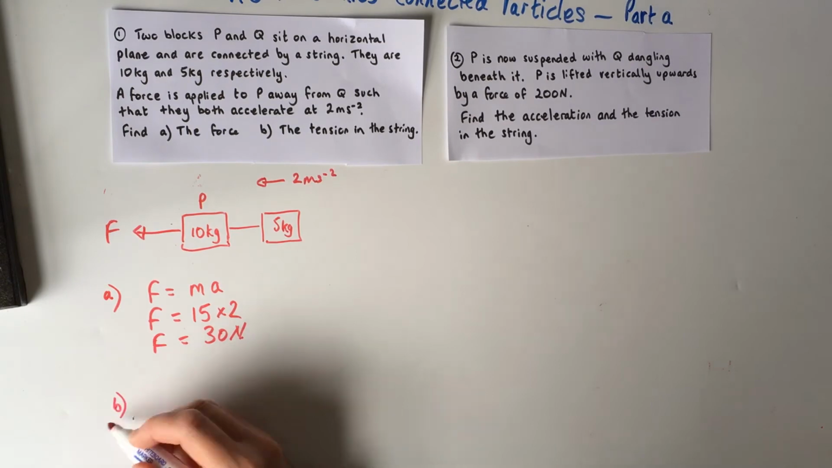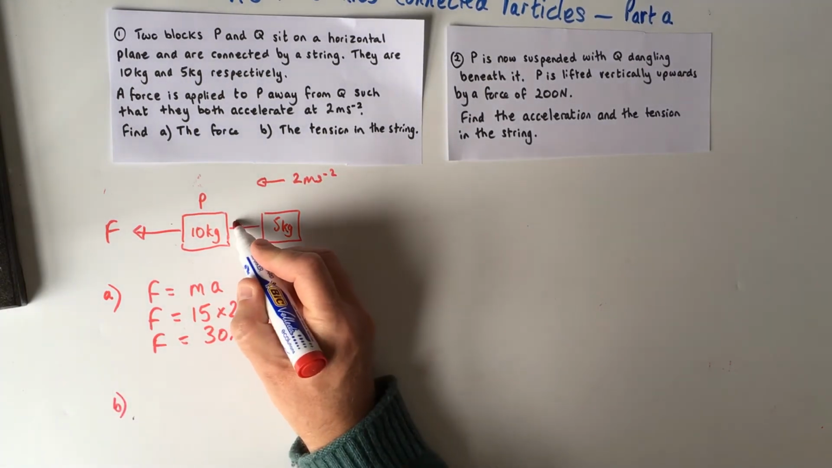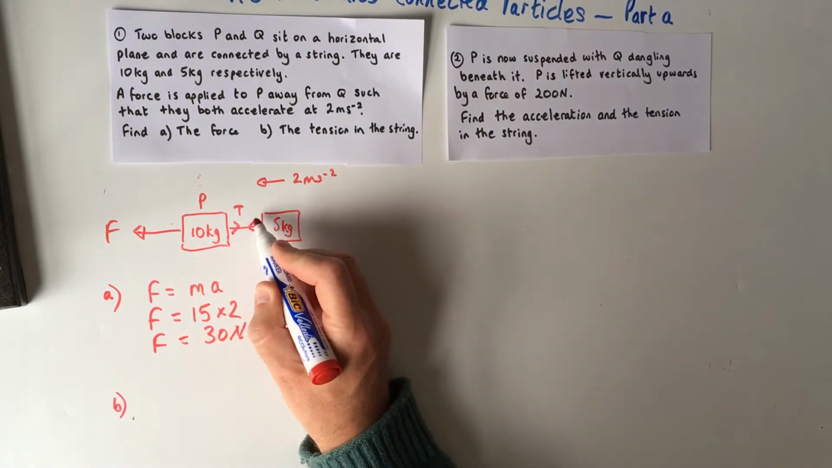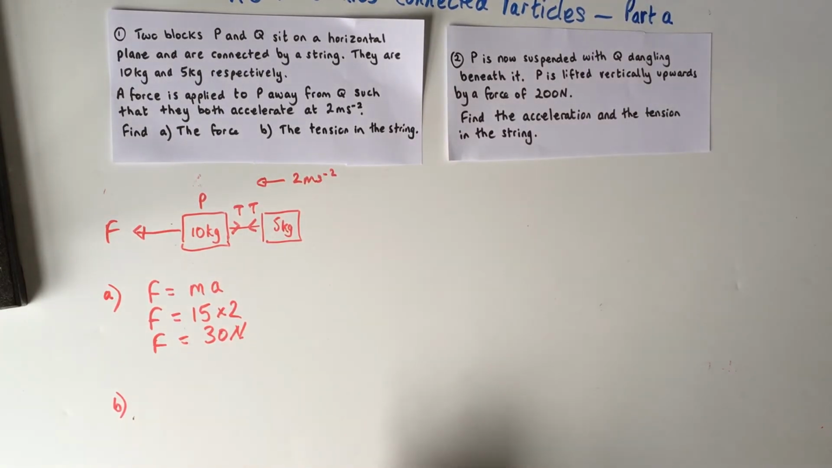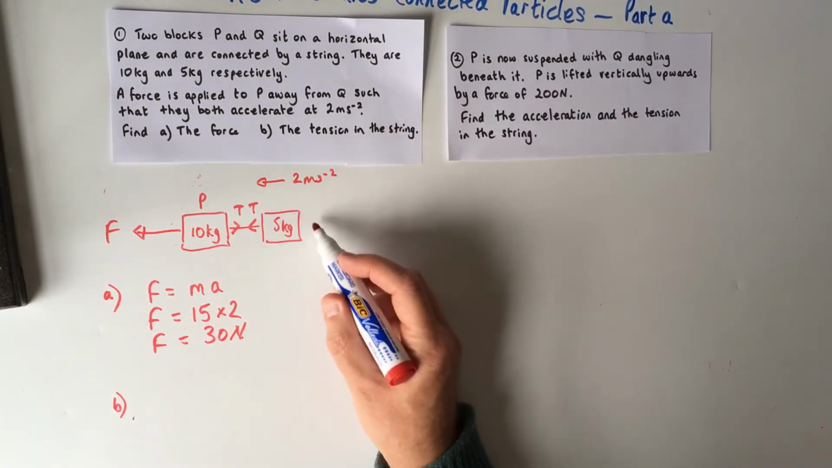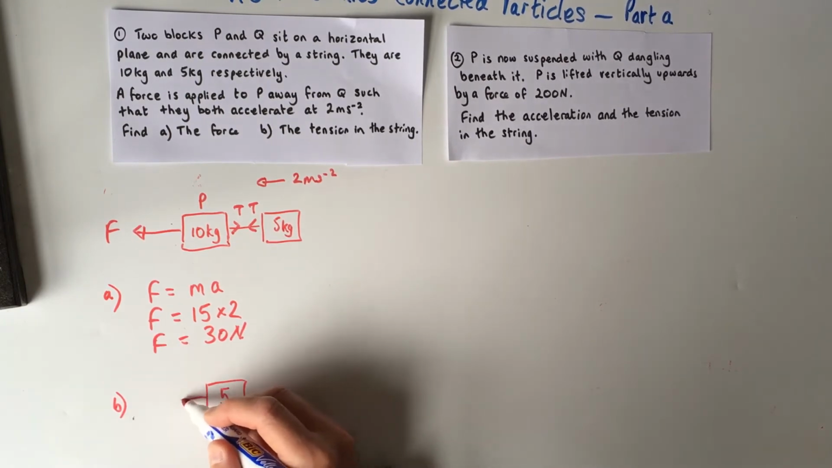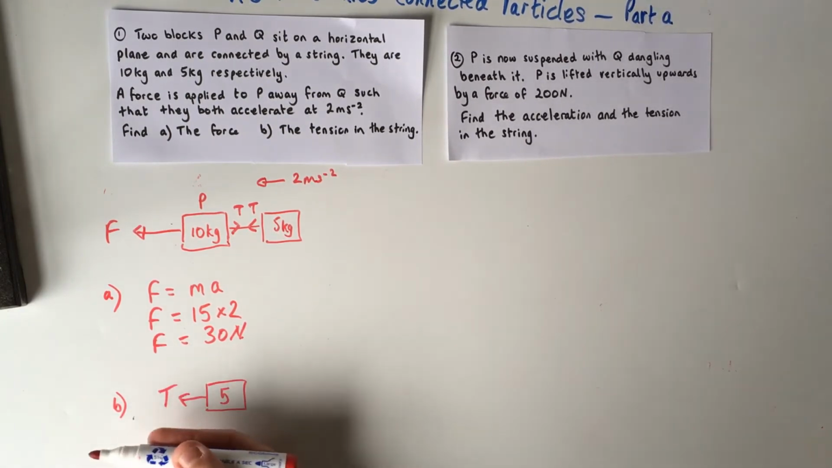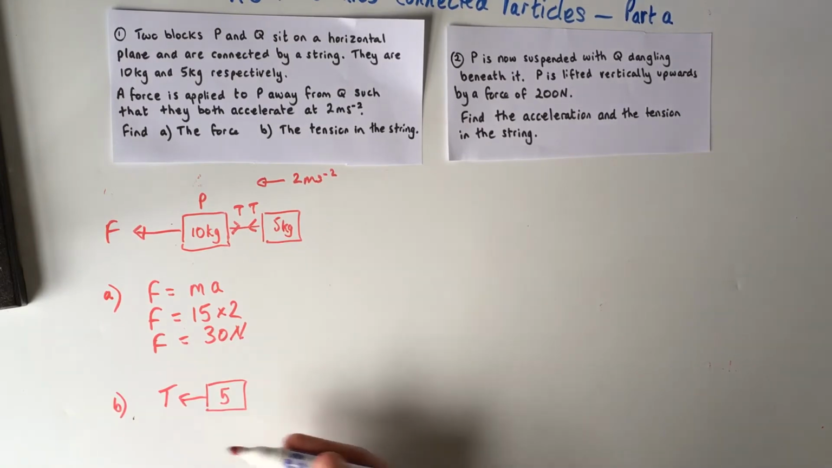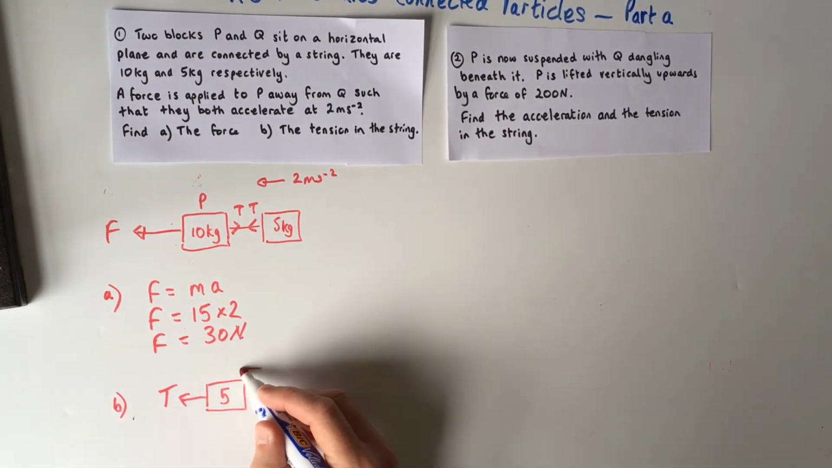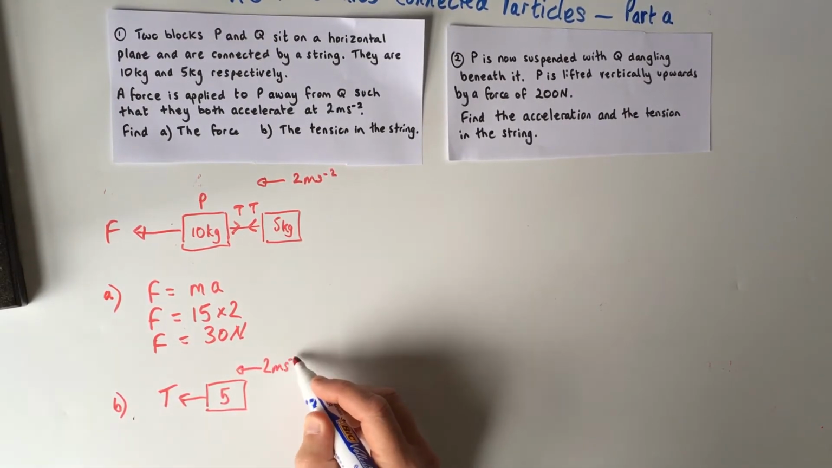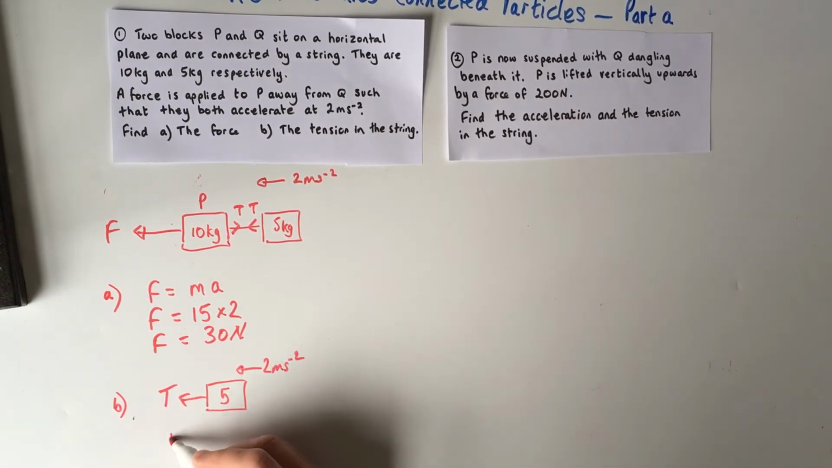And B, the tension in the string. Let's put that on, acting away from the 5 kilograms. Let's pick the simplest case, the 5 kilograms. There it is, and the tension is acting that way, pulling it along at 2 meters per second squared. So we're simply going F equals ma.